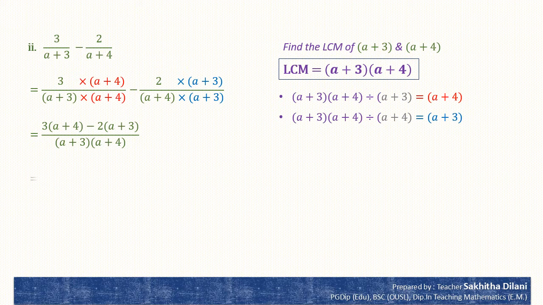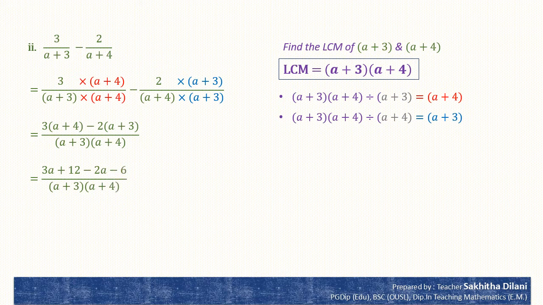First you have to multiply by 3. 3 into a, 3a. 3 into 4, 12. Then multiply by negative 2. Negative 2 into positive a, negative 2a. Negative 2 into positive 3, negative 6.